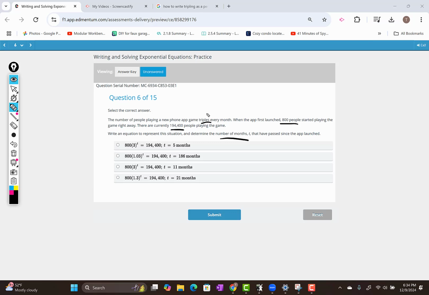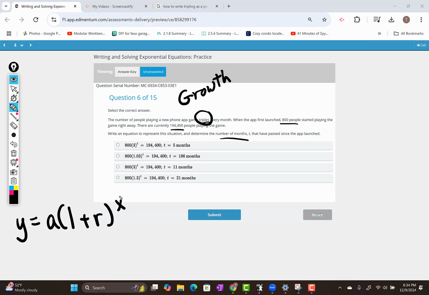First, I want to focus on this word triples. First thing this tells me is this is a growth problem instead of a decay problem. So growth problem instead of decay means we're going to be using this formula right here. But tripling tends to give students a little bit of trouble. So I'll take a sidebar here just for a second.